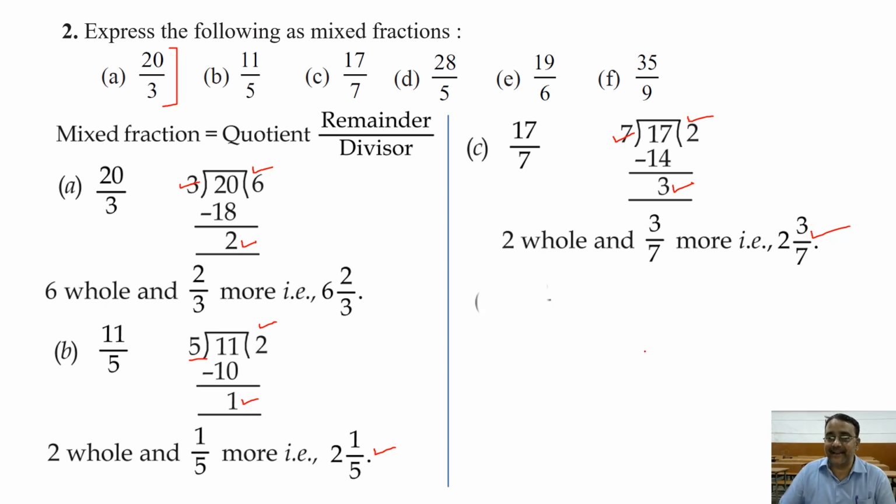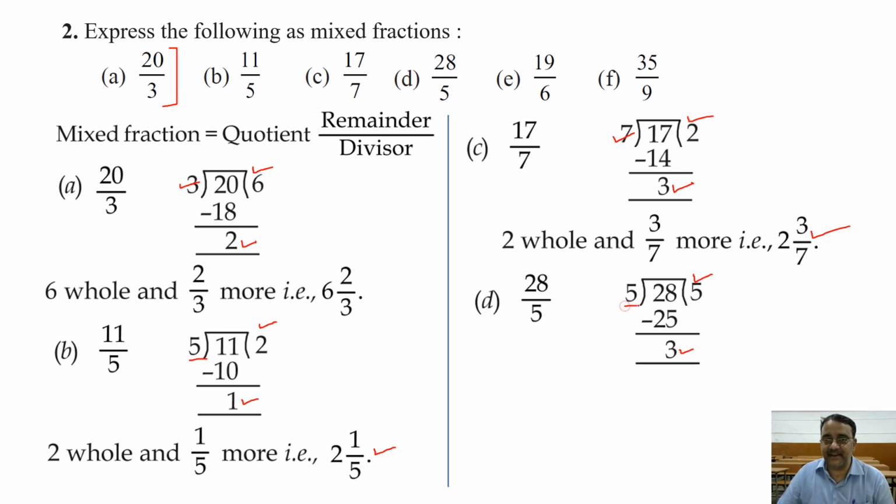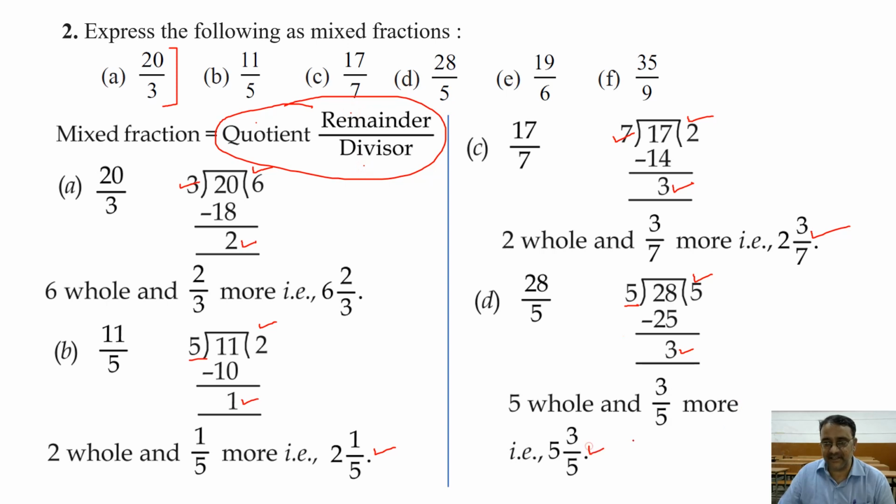And the next one is 28 by 5. So again we have to divide 28 by 5. If you divide, you will get 5 5s are 25 and the remainder is 3. So here the whole is 5 and the remainder is 3, divisor is 5. तो ये वाला फॉर्म याद रखेंगे, ठीक है? You have to remember this form. So 5 3 by 5. So this is the final answer. Any doubt here? No, sir. Okay.